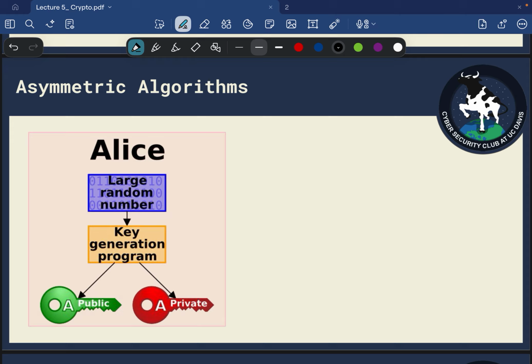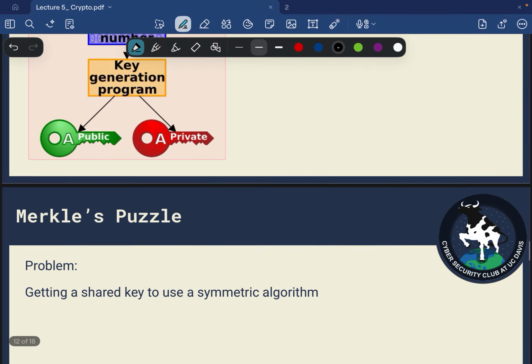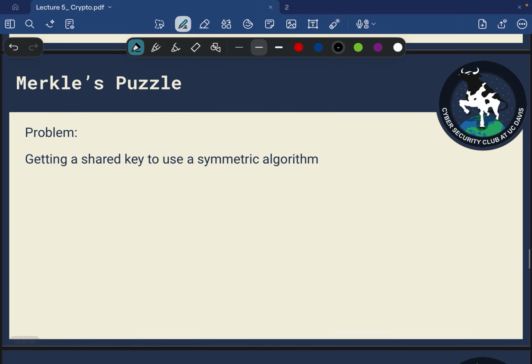But back then, in the 1970s, we actually didn't have this idea. So we were still trying to figure out how do we actually use symmetric algorithms in the real world. And someone by the name of Merkle had an idea. How do we get a shared key to use in a symmetric algorithm? And his idea was impractical, but it started the way of thinking, how can we solve this problem?